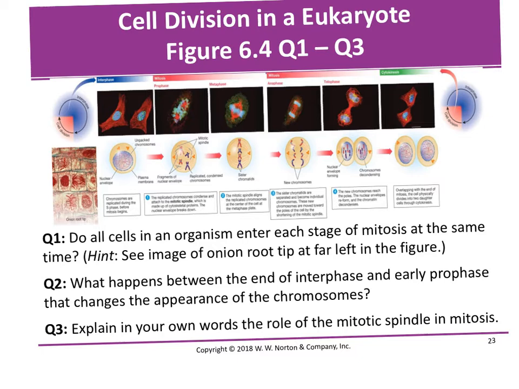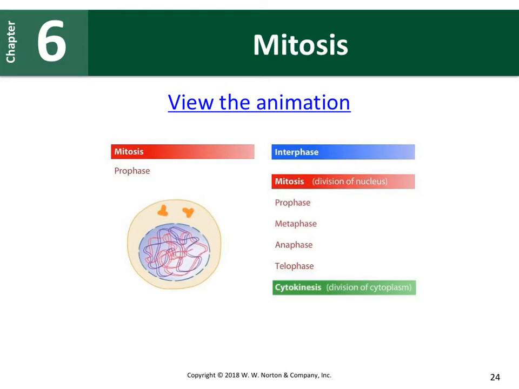What does the mitotic spindle do in mitosis? It attaches to the chromatids and pulls them apart. And attaches at the centromere. Animation 3 is mitosis. Please view that.